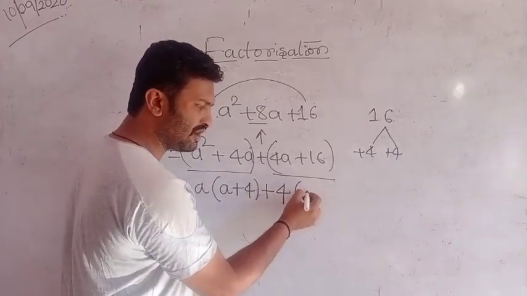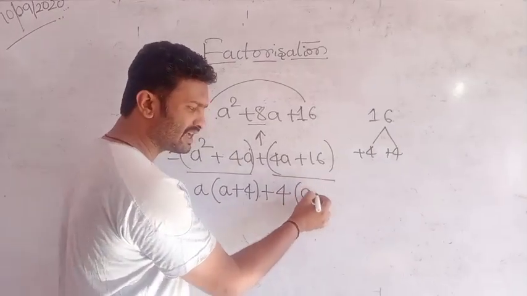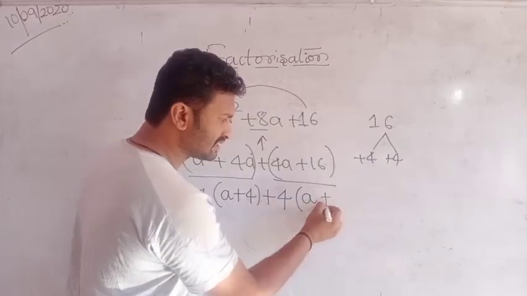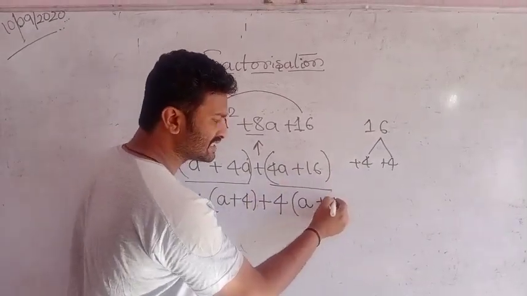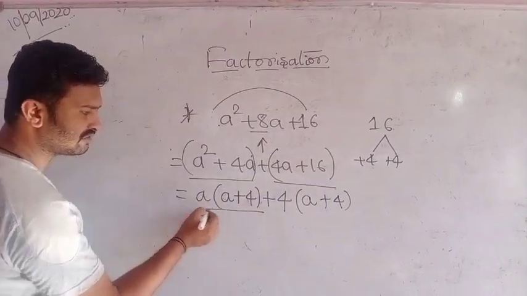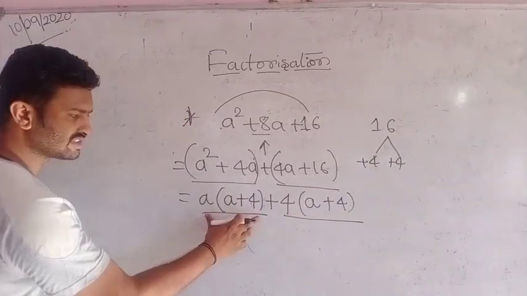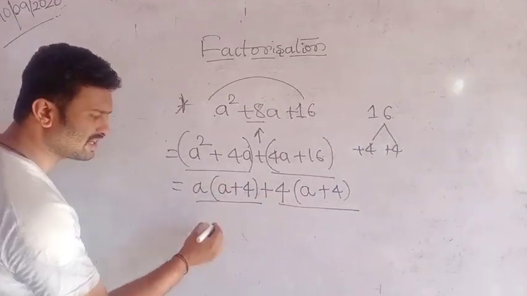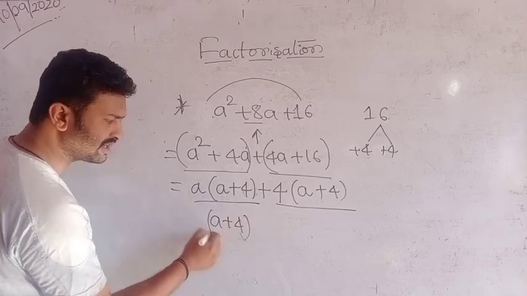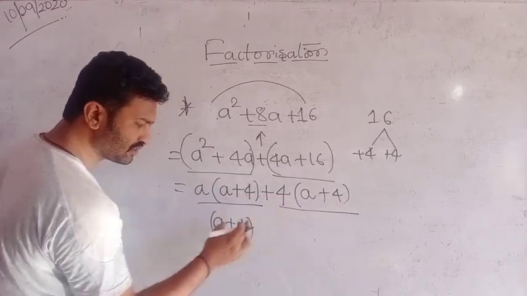And after taking 4 outside, a remains, plus 4 fours are 16. Now in both the first term and second term, is there any common? a plus 4 is the common. Here also a plus 4. Here also a plus 4.